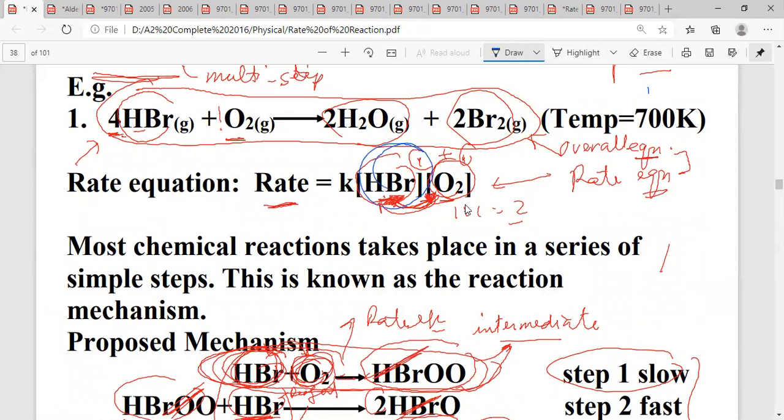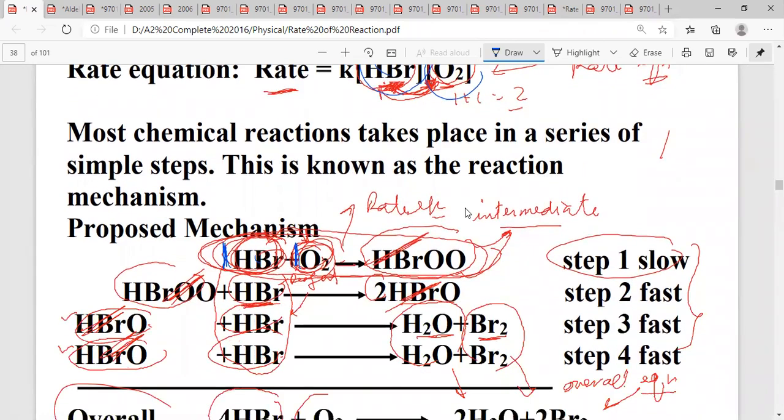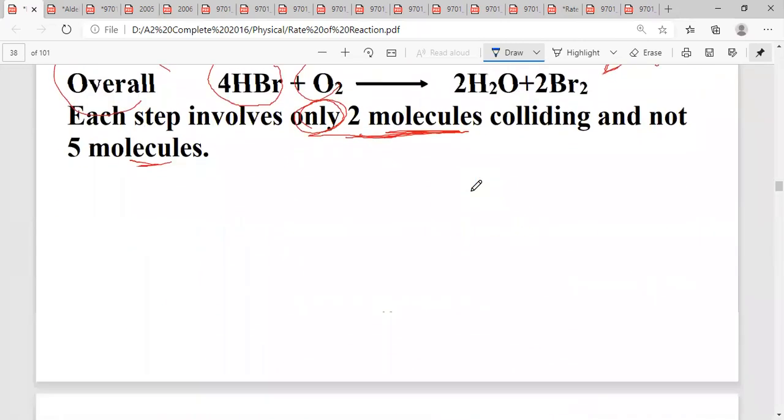See now. Power 1. Power 1. Why power 1? It's 1 more and 1 more here. See now. Okay? So these 2 are involved in the rate equation. Okay? Now, next one here.